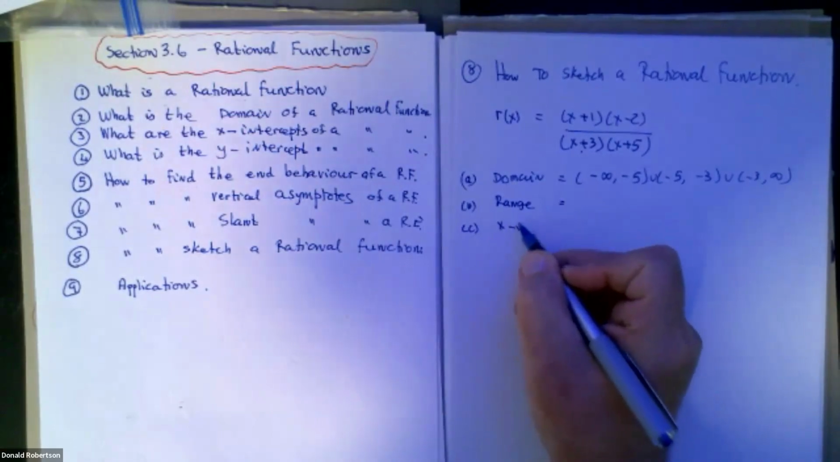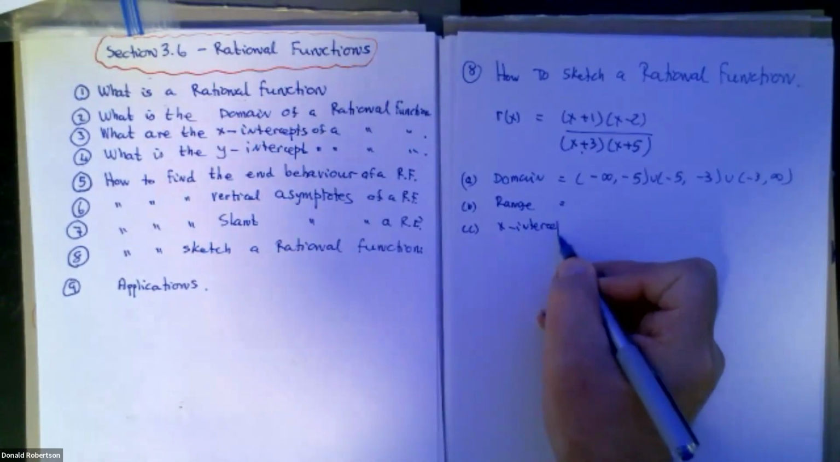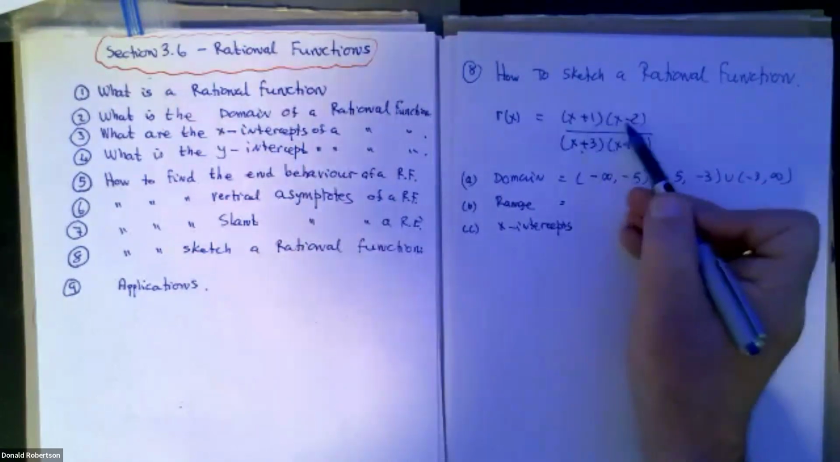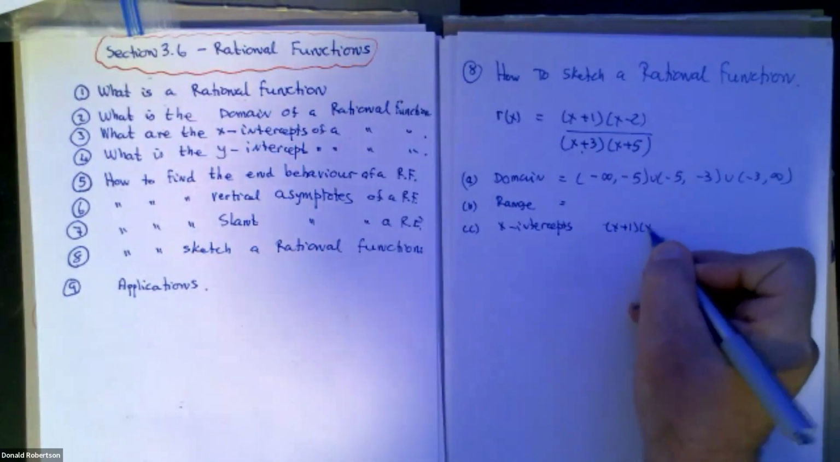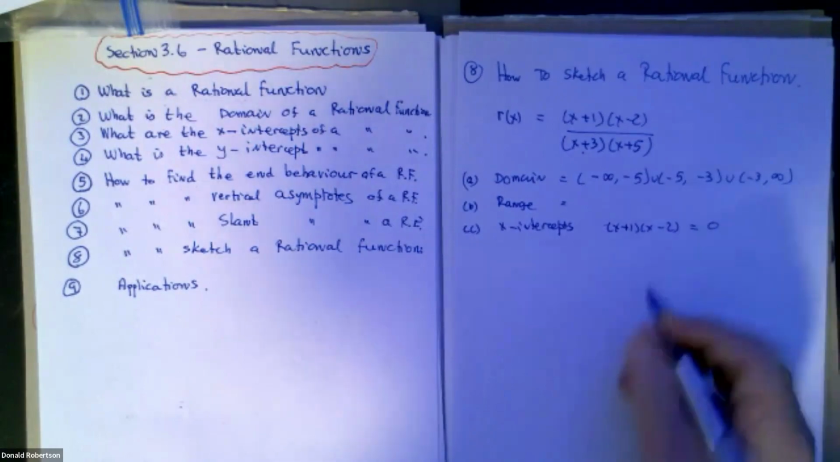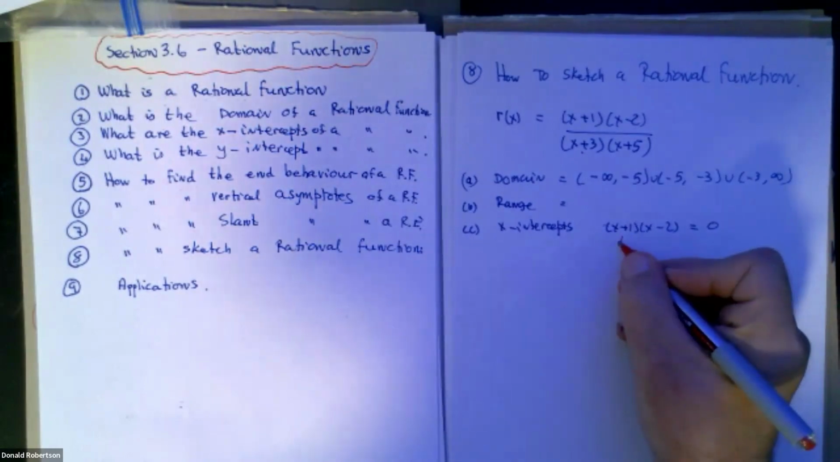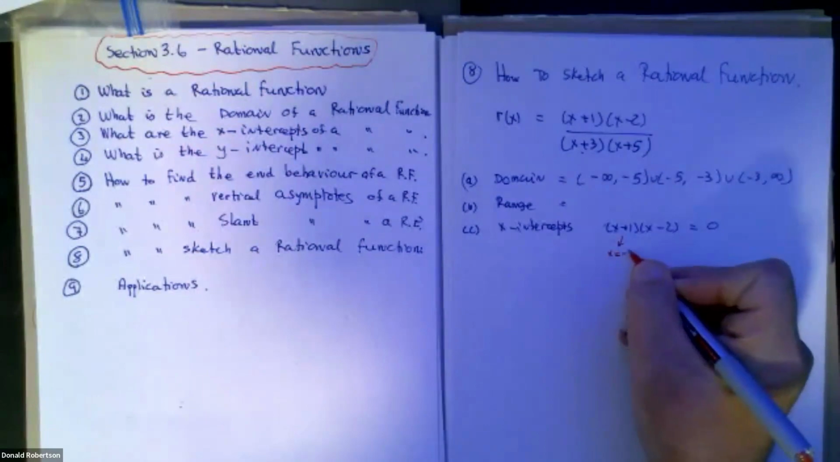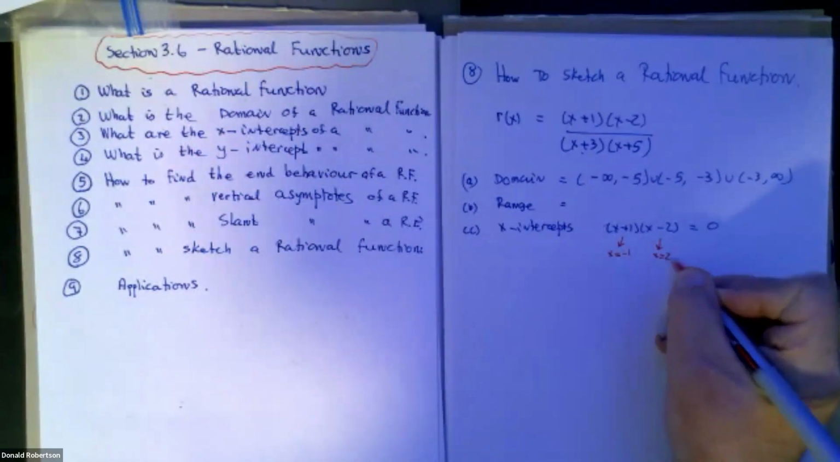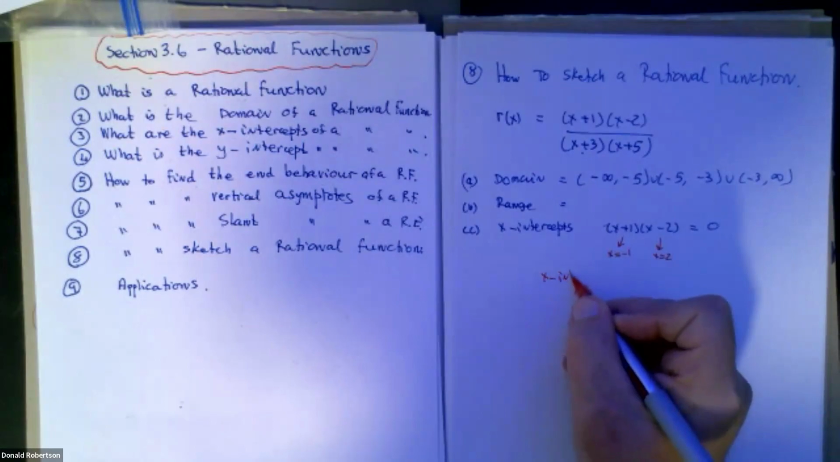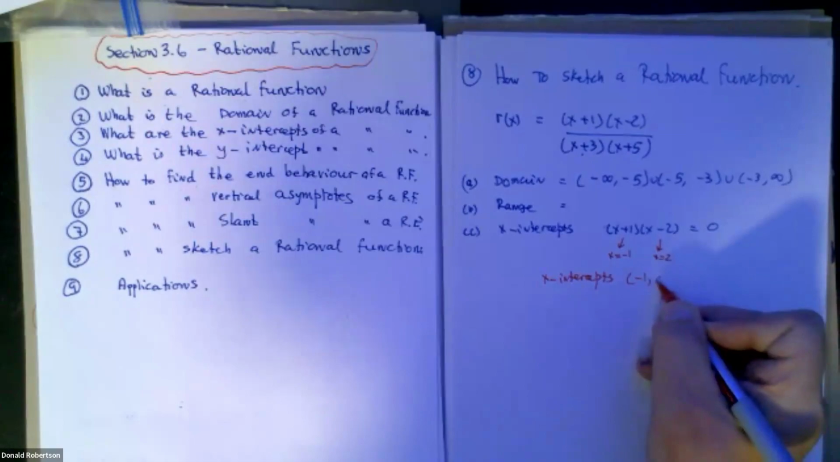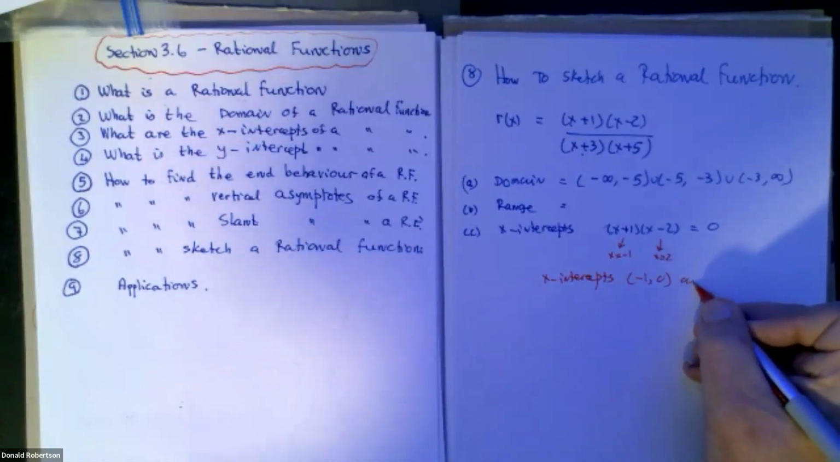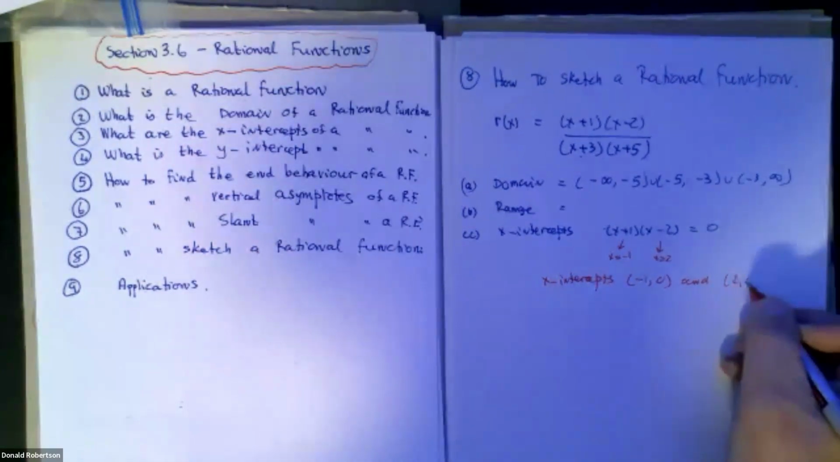Now let's go hunting for x-intercepts. And there's no cancelling going on here, which is good. So I can tell you that the x-intercepts are going to happen when the numerator, the top, is 0. And that gives me 2 x-intercepts. So the x-intercepts have coordinates. You should always do them by coordinates: -1, 0 and 2, 0.